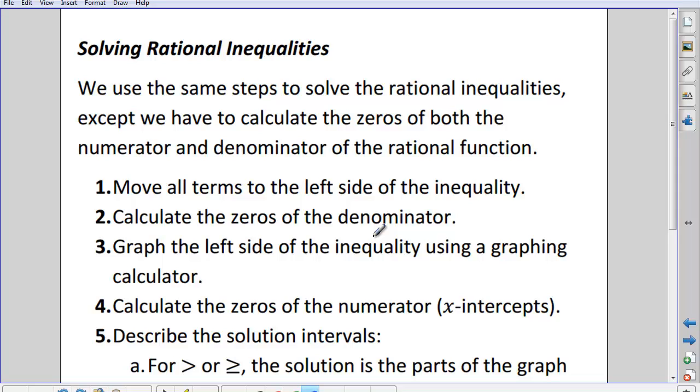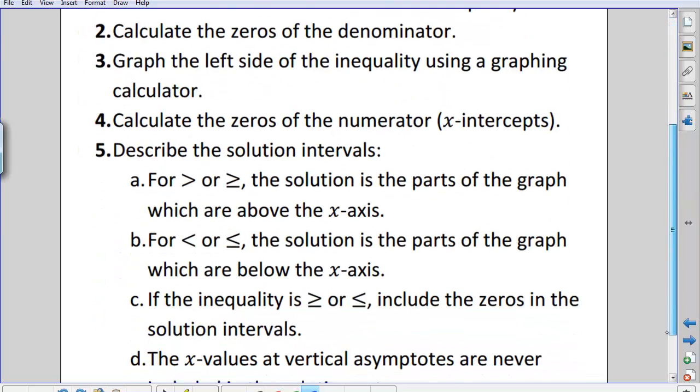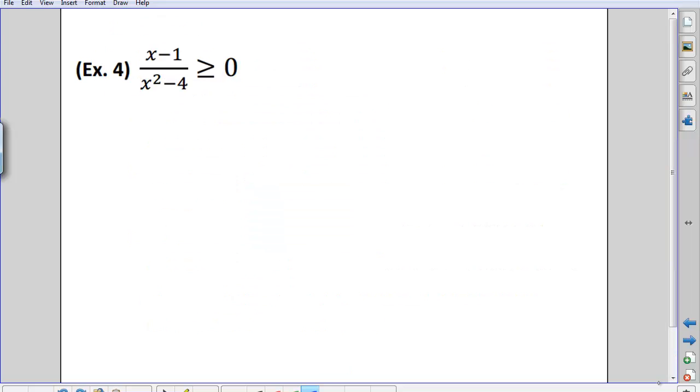For rational inequalities, it's almost the exact same as polynomial inequalities. The difference is we have to take into consideration vertical asymptotes. So let's just dive straight into an example. There are some steps there, but we're just going to skip past those and just work on the example here.